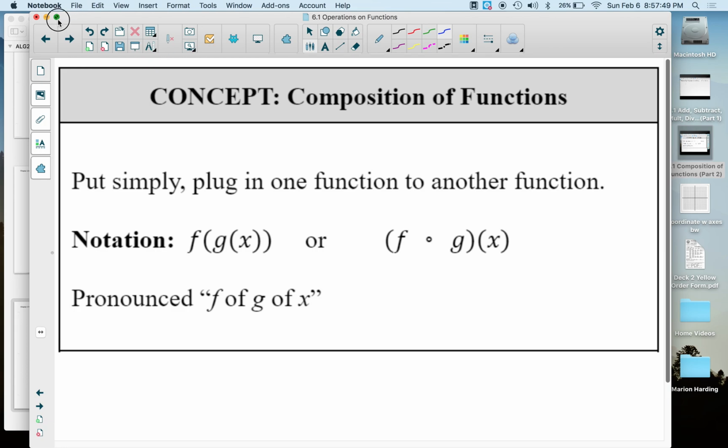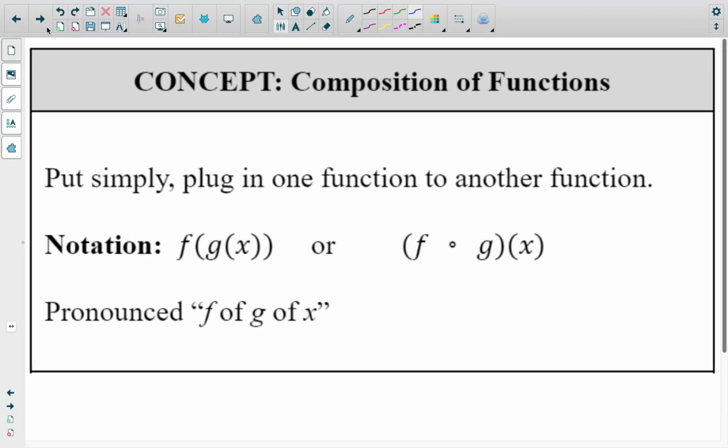We're picking up with composition of functions here. So here we're just going to plug one function into another function, okay? So big picture, these are the notations you may see. A bunch of parentheses here. Both of these are read as f of g of x, okay? Your inside function here is g of x. You're just going to plug in g of x wherever you see an x in the f function, right?